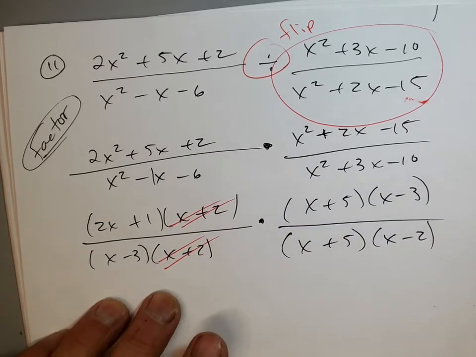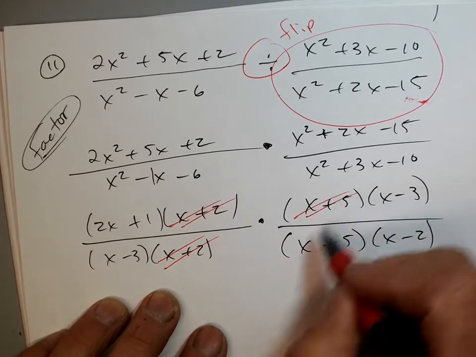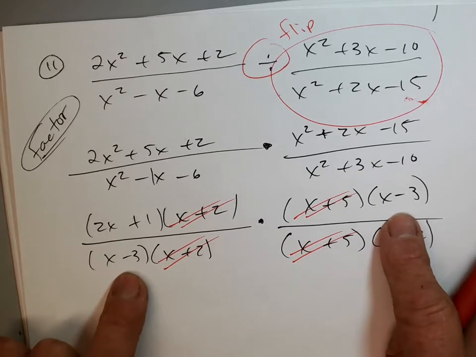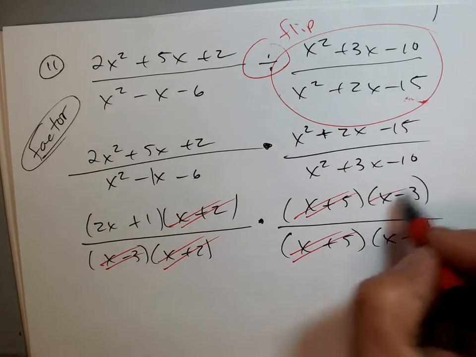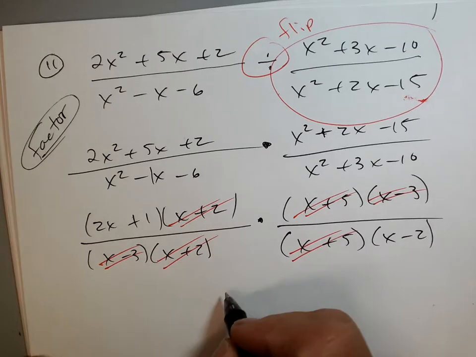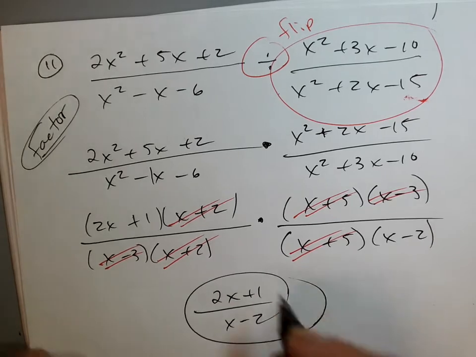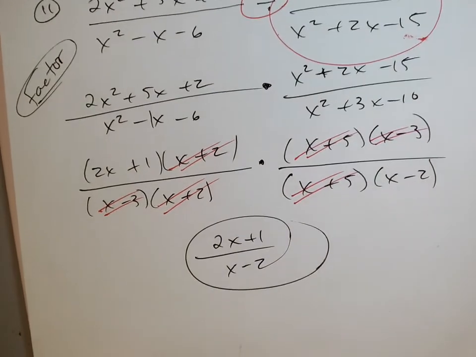Here's the fun stuff. This part I like to do. Cancel, cancel, right? X plus 5 with an x plus 5, right? And way over here, anything on the top with anything on the bottom, x minus 3 with an x minus 3, okay? I don't think I can cancel anything else, but it doesn't matter. The whole big ugly fraction now is nice. Small. Yeah, 2x plus 1 over an x minus 2 is my answer. How's that? Went from big ugly to something really nice and small, okay? Yep. Okay, you guys ready for 12?